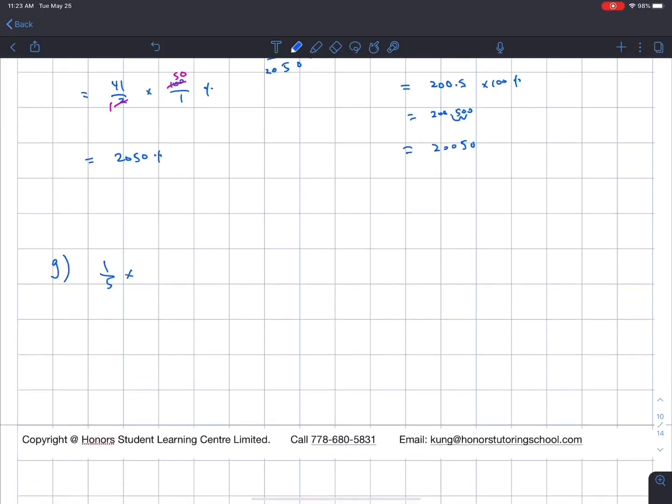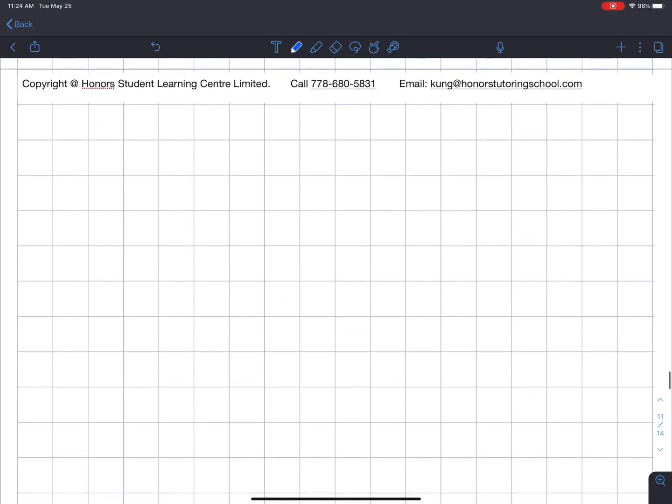This is 1 over 5 times 100 over 1%. Divided by 5 to get 1, divided by 5 to get 20. And we get 20%. H, 1 over 50 times 100 over 1%. Divide 50 by 50 to get 1, divide 100 by 50 to get 2. And we get 2%. And I, 1 over 500 times 100 over 1%. We can just cross out an equal amount of 0s to get 1 over 5%.